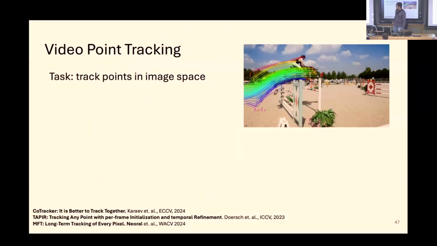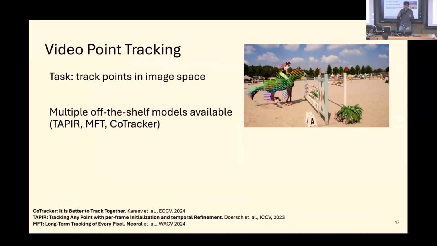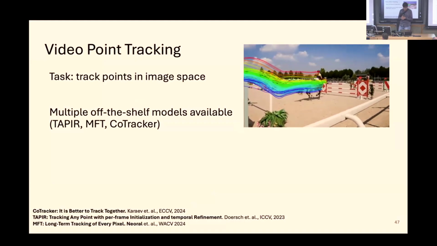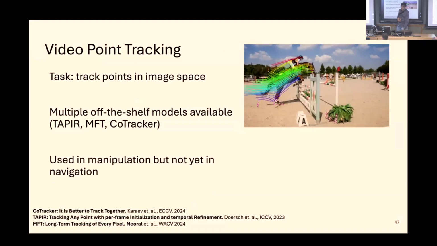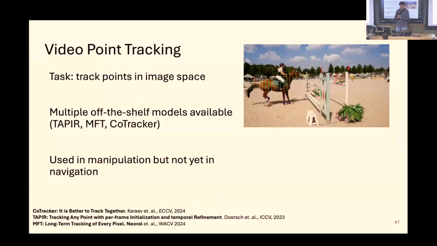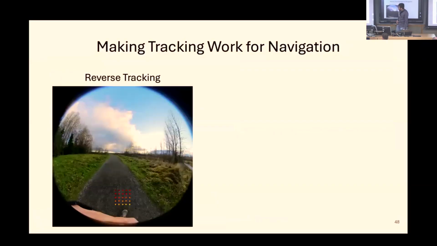Video point tracking methods are able to track points in image space across a video, and these models have gotten really good over the last few years. They've also been used significantly in manipulation to make policies robust, but haven't been explored as much in navigation. So how do we make it work for our case?